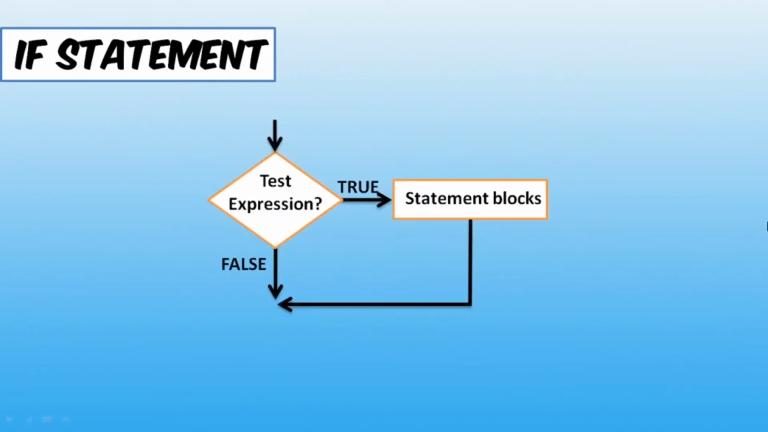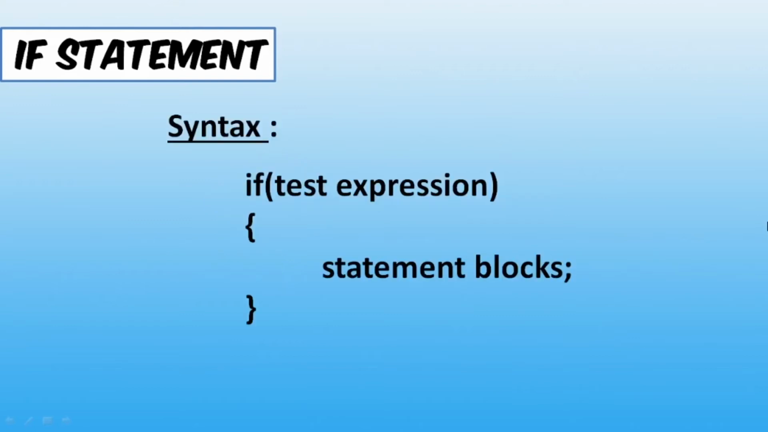So here's the flowchart of the if statement. As I already said, it has two blocks, that is the expression block and the statement block. It first checks the expression. If the expression is true, then the statement block is executed. Otherwise it is not, and the statement terminates. So here's the syntax of the if statement: if, and we write the expression within small brackets, and within curly braces we write the statement block. And we don't use a semicolon at the end of the if statement.